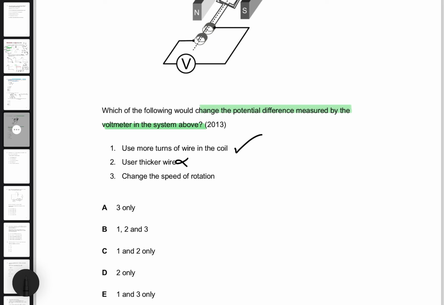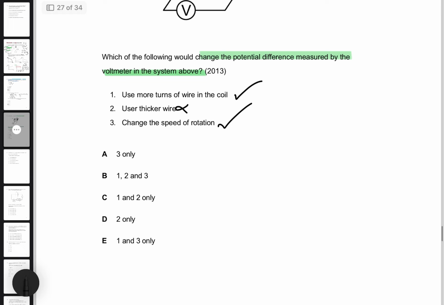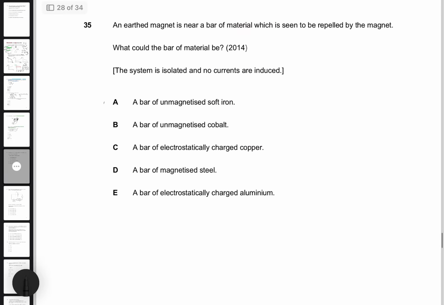Using a thicker wire has no effect on the voltage. It could decrease the resistance, but it doesn't make a difference on voltage. Changing the speed of the rotation will also increase the flux in a way, and as a result, more flux equates to more EMF or more voltage. So 1 and 3 is the correct answer, which makes choice E the correct answer.